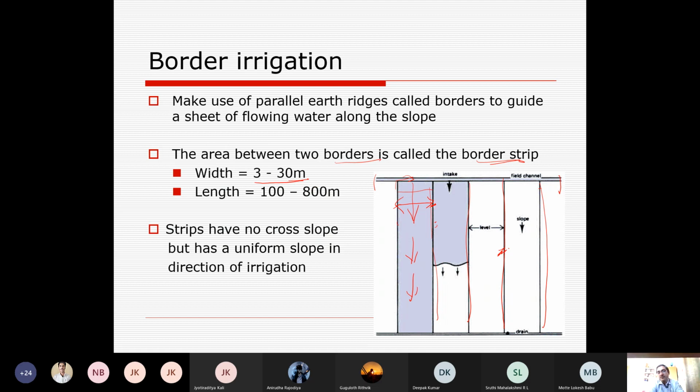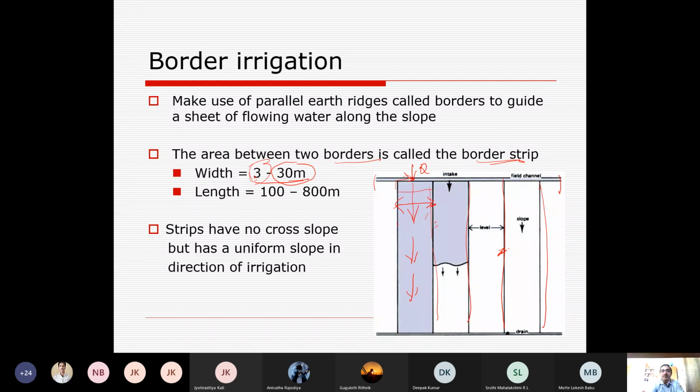If it is a black soil with slow infiltration, then we can go for a bigger strip width, 30 meters. But if it is sand dominating or silt dominating soil, then we need a smaller strip width so that there is the least loss of water with respect to the supplied amount of water from the channel.